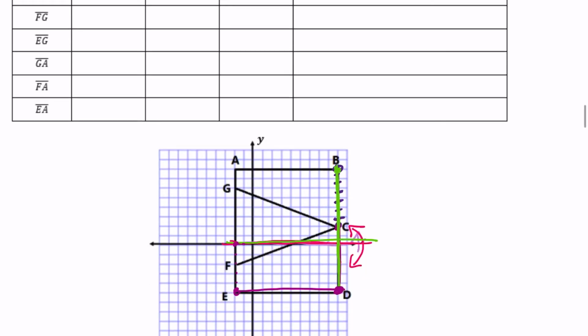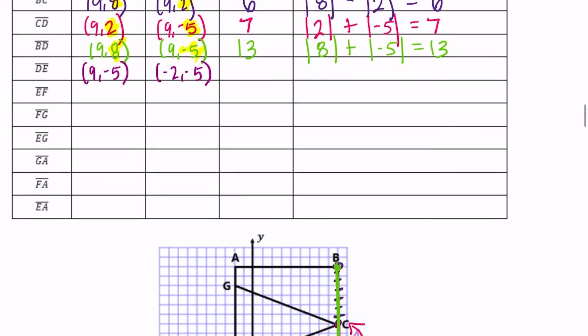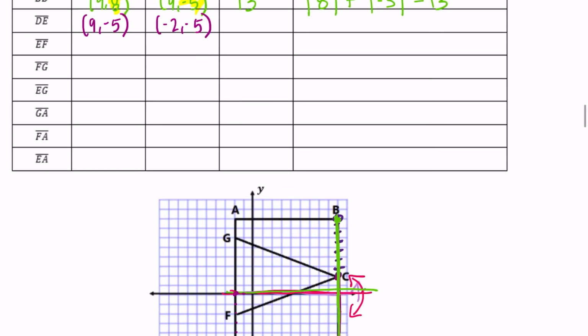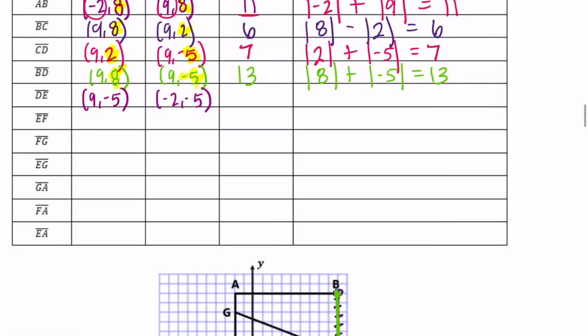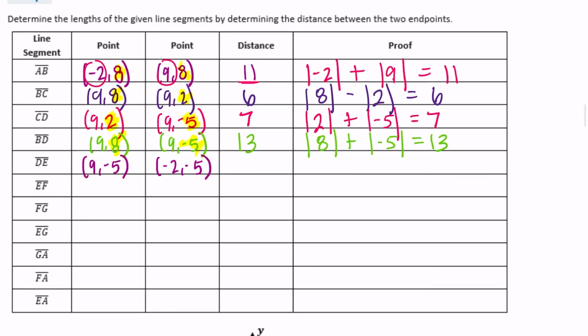Okay, so D and E are on opposite sides of 0. So here's 0. They're on opposite sides of 0, so again, we're going to be adding. And in this case, the x coordinates are the coordinates that are different. So let's add the absolute value of 9 plus the absolute value of negative 2. 9 plus 2 is 11, so the distance is 11.